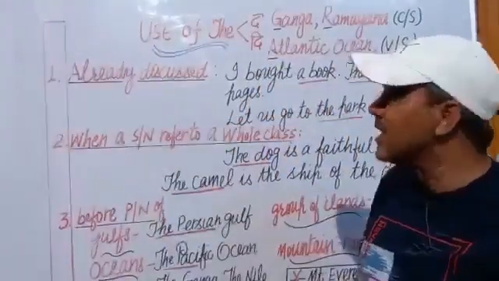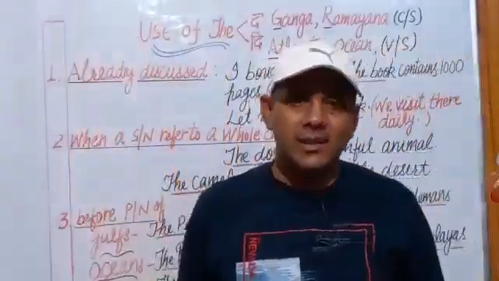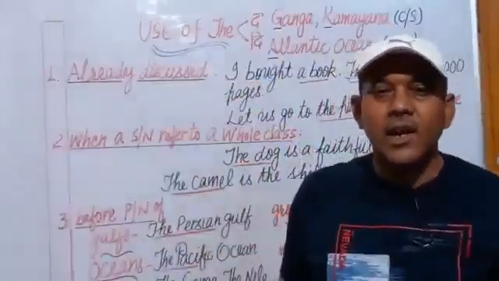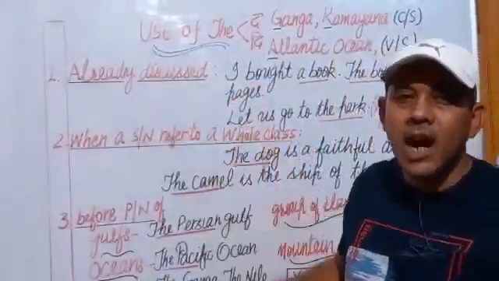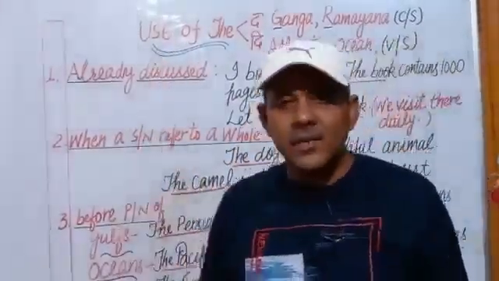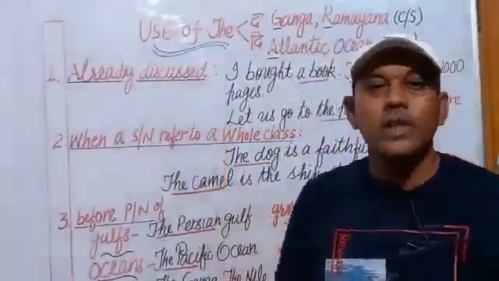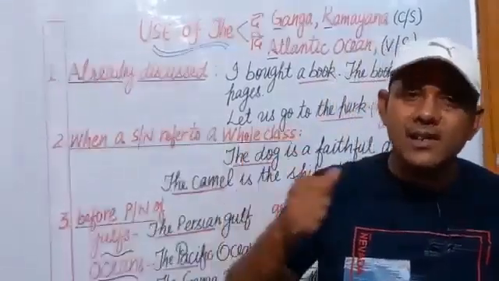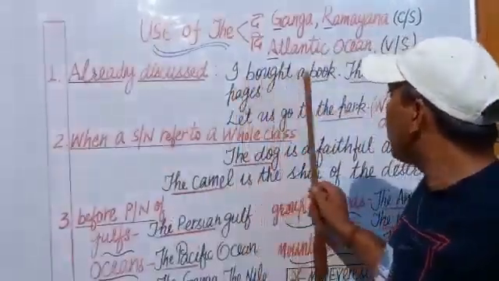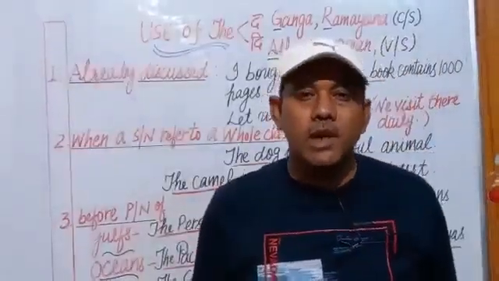Now, let us discuss the use of the as an article. First of all, in all the sentences in which the particular noun is already discussed, if it is discussed already, then we shall use the before that particular noun in the second sentence. Let us take an example. I bought a book. The noun book begins with a consonant sound b.